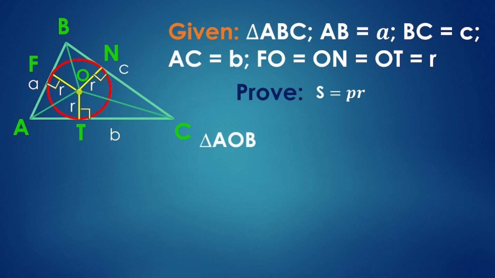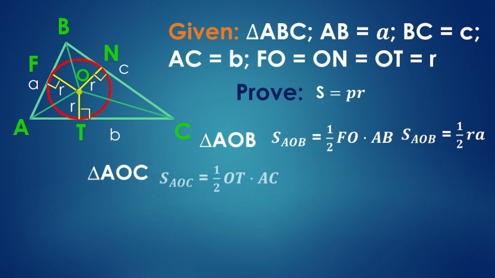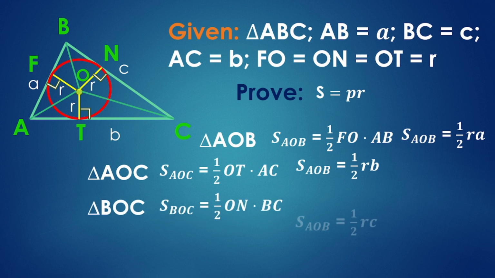So let's first take the triangle AOB. We will find in it an area that will be equal to 1/2 RA. Then I will take the triangle AOC. We will find in it an area that will be equal to 1/2 RB. Now in the triangle BOC, we will also find an area that is equal to 1/2 RC.